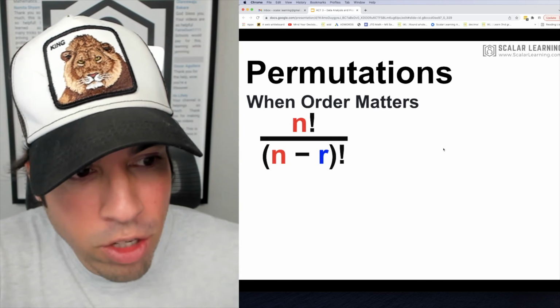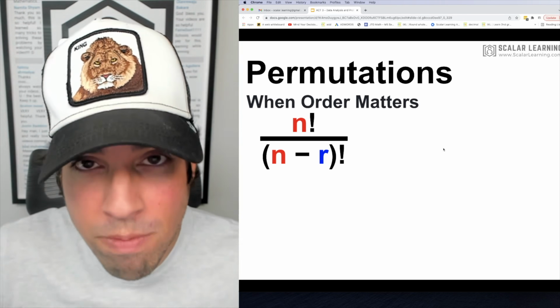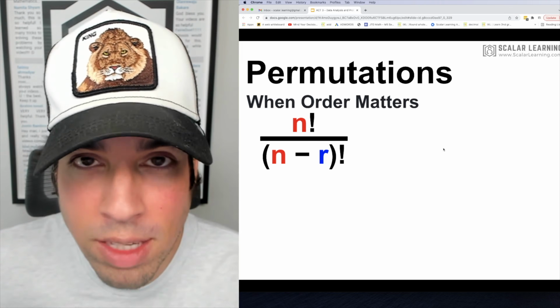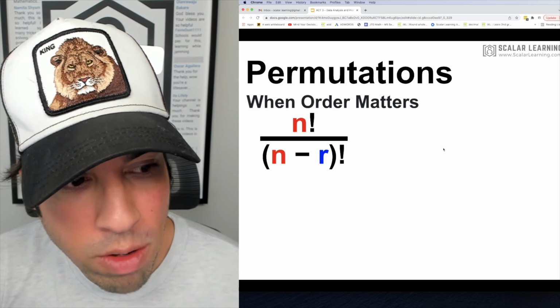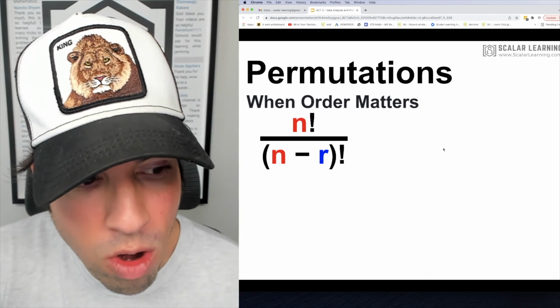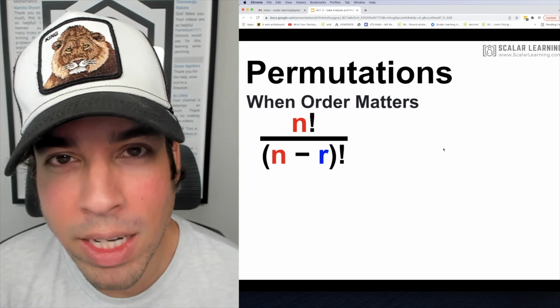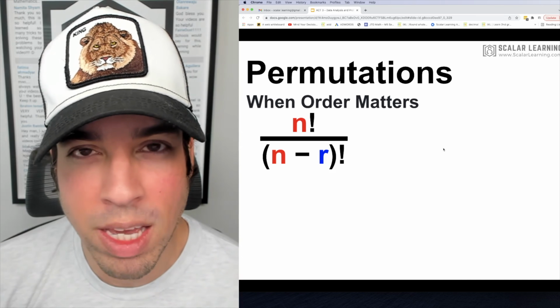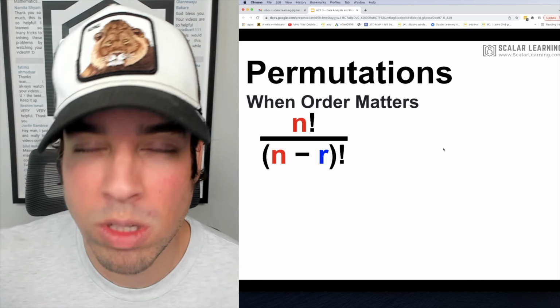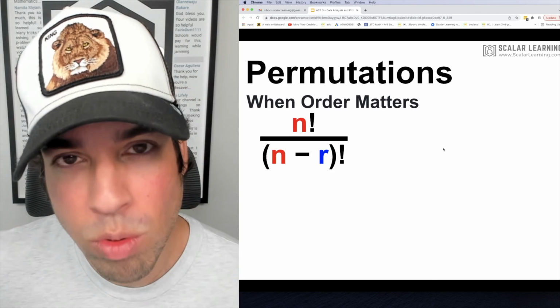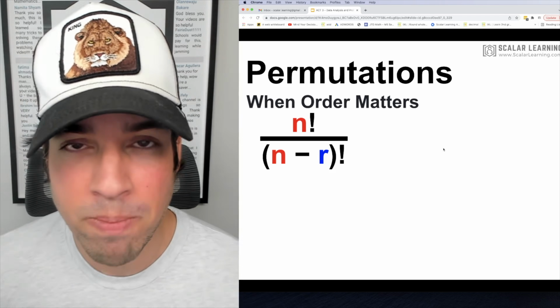Now, this formula here is how to calculate the number of possible permutations given a set of information. So this is n factorial over n minus r factorial. And I'm going to explain what n and r are in a second, but what is factorial? Factorial is what I call the multiplication countdown. So for example, 5 factorial is 5 times 4 times 3 times 2 times 1. 3 factorial is 3 times 2 times 1, etc.